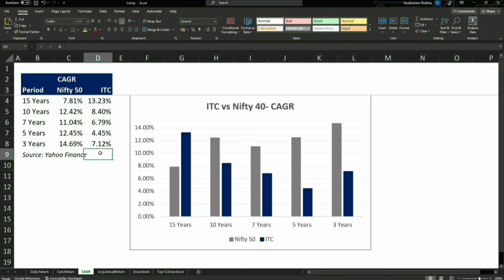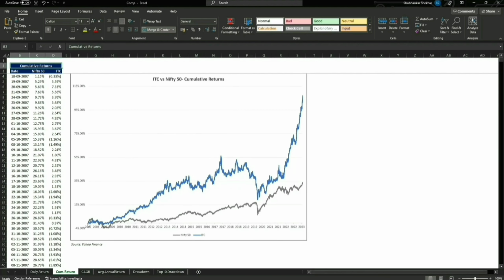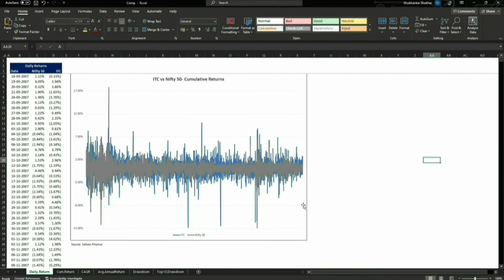Here you can compare. So for the last 15 years, you can see ITC is winning, right? But when we look at the 10 years here, you can see Nifty 50 is higher, right? This is what the chart also tells us. So here you can also look at the cumulative returns for the last 16 years for both ITC as well as Nifty 50. So you can see high risk, high reward, right? ITC has given much more returns when compared to Nifty 50. Here you can look at the daily returns chart as well.